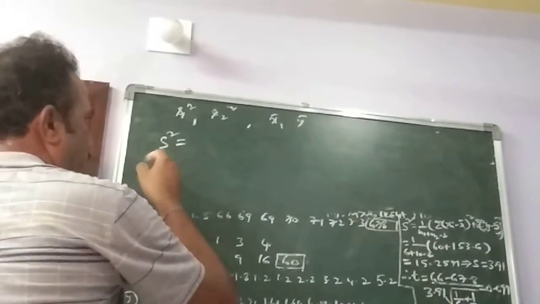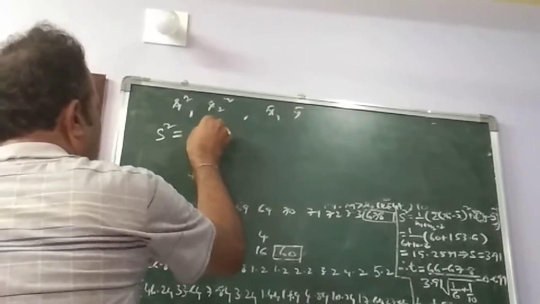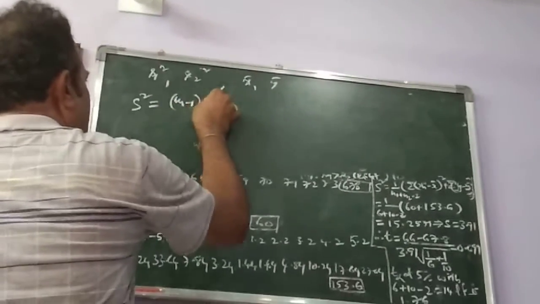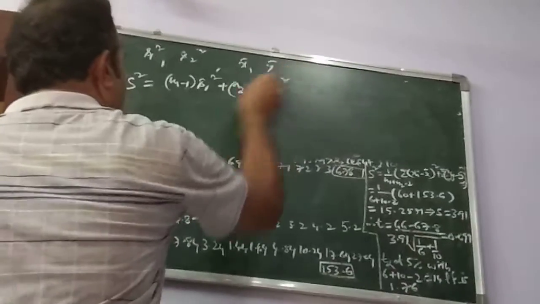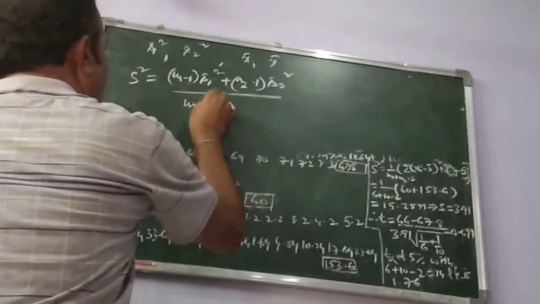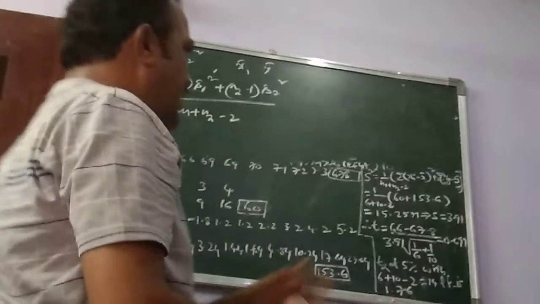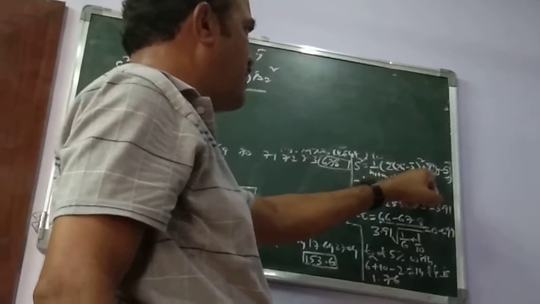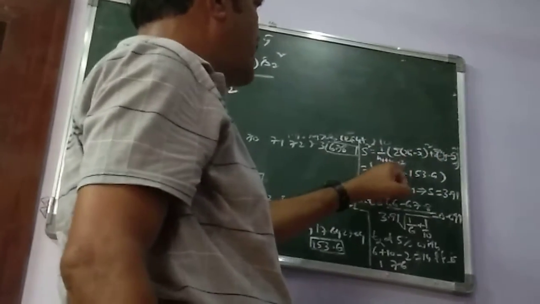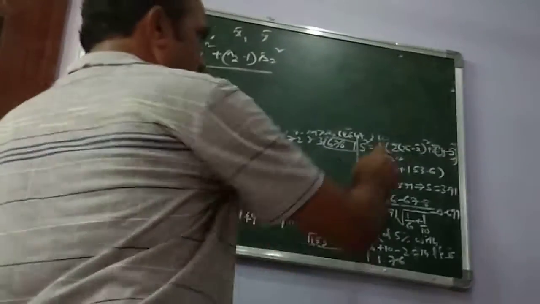In such cases, what is the combined variance formula? n1 minus 1 times s1 square plus n2 minus 1 times s2 square, by n1 plus n2 minus 2. Yes, we know that capital S square equals this formula: summation of xi minus x bar whole square plus summation of yj minus y bar whole square, by n1 plus n2 minus 2.